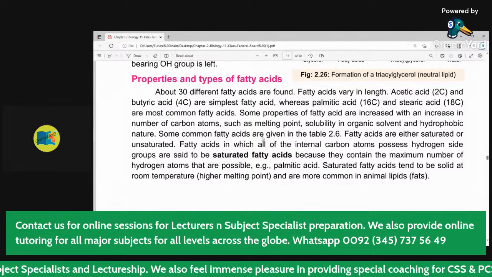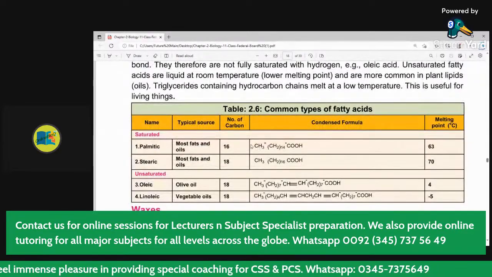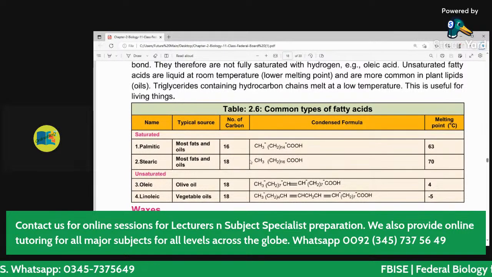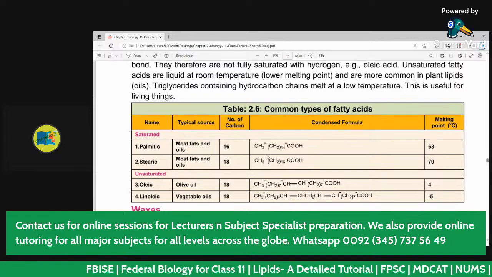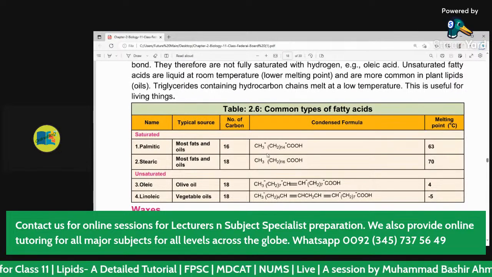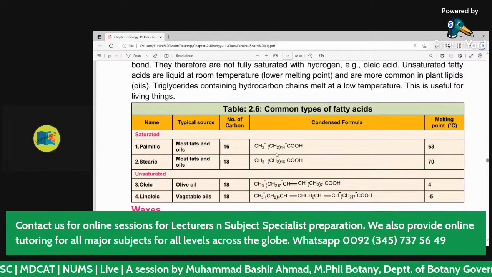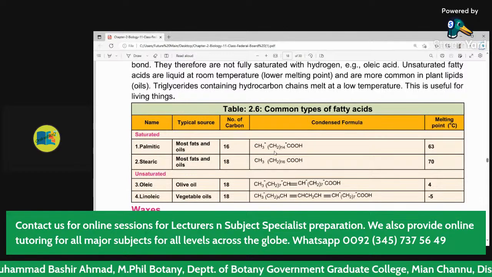Some common fatty acids are given in table 2.6. Here we can see there are some fatty acids. These are the saturated ones, palmitic acid and stearic acid. These have carbon atoms fully saturated. They contain the maximum number of hydrogen atoms chemically bonded with carbon atoms in these fatty acids, and there are carbon-carbon single bonds. All carbon-carbon bonds are single.